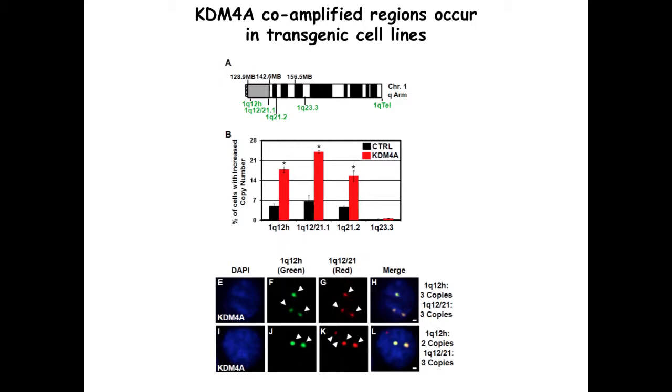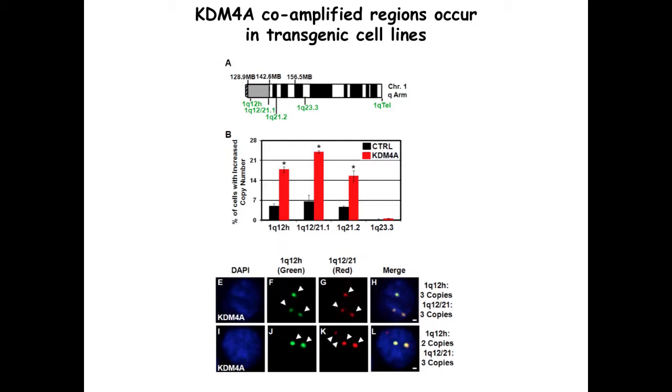Now, one possibility is that this is an entirely amplified region, that the whole region is amplified. But by tiling across it, we could do a comparative analysis and take a look at this. What I want to draw your attention to here is an example where, with the 1q12 probe, they're co-gained, and you can see they're together. However, with the 1q1221, which is this boundary going into 1q21, you see that here's a cell that has 3, but this one only has 2.